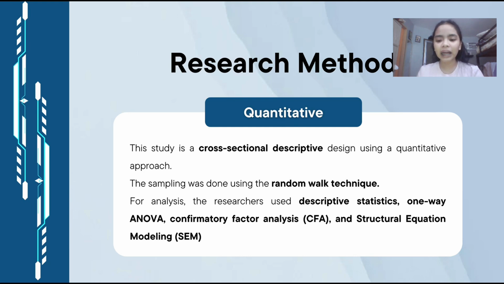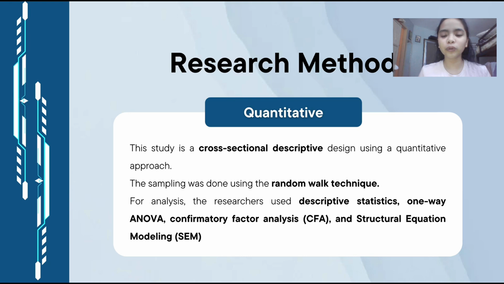Next, for the analysis, the researchers used descriptive statistics, one-way ANOVA, confirmatory factor analysis or CFA, and structural equation modeling or SEM. So what are descriptive statistics? Descriptive statistics are the basic statistical tools, which are frequency, mean, percentage, and standard deviation. These statistics are used to summarize and describe the general characteristics of the data collected.